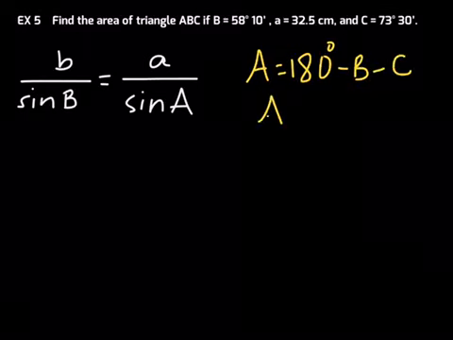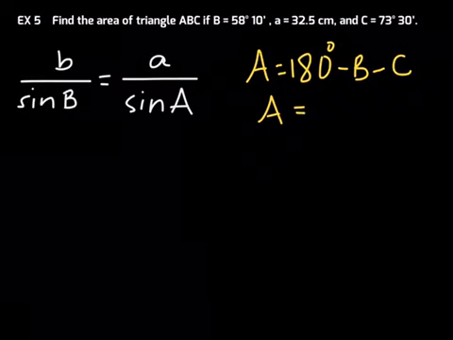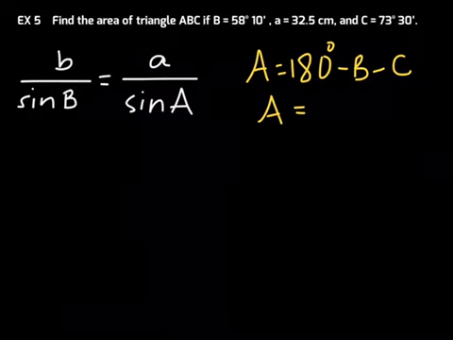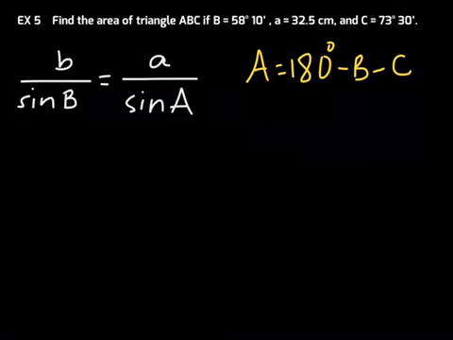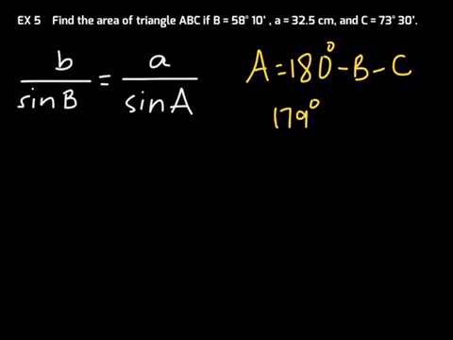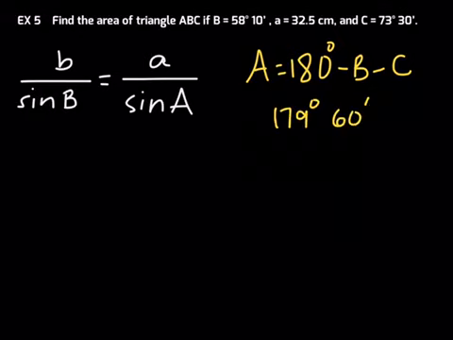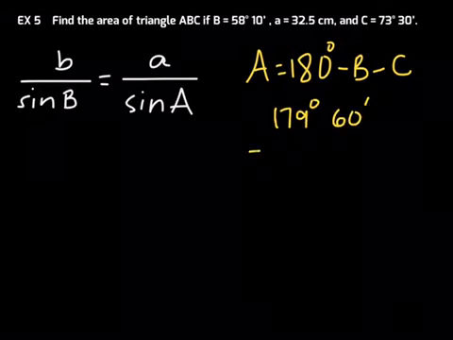So we're going to find that angle A. Now, let me erase this really quickly. And actually, let me do this in steps, just to make sure that we're all on the same page. 180 degrees is the same thing as 179 degrees and 60 minutes, is it not? That's 180 degrees. And I'm going to subtract angle B, which is 58 degrees and 10 minutes.